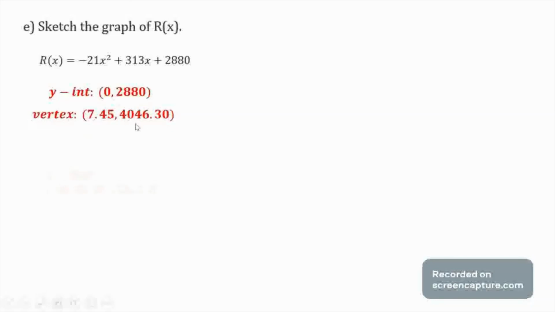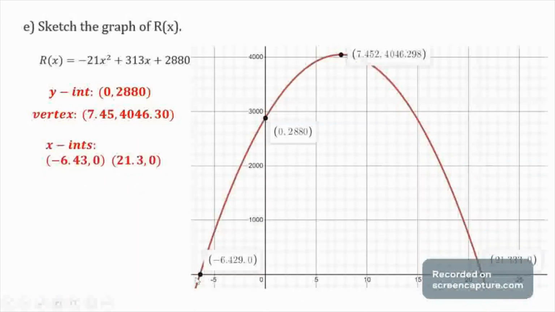Okay, now sketch the graph. So we had this equation, we just found key points. This is how we sketch quadratics, right? We have the y-intercept, we have the vertex, which we just found, we have the x-intercepts. So why don't we just put them in there, right? X-intercepts, y-intercept, vertex. There's our revenue model. And you can see there's our initial revenue with no price increases.